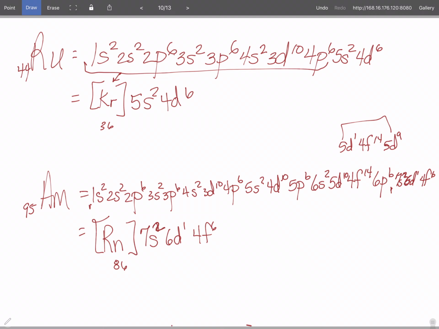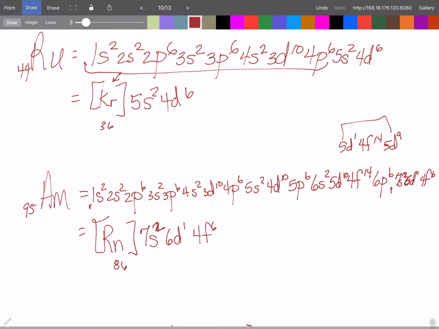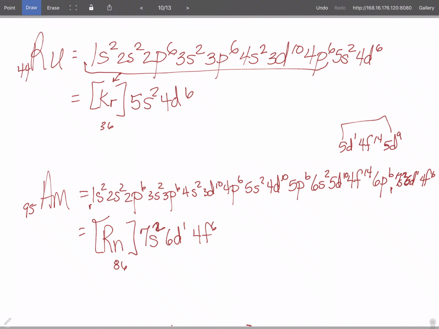Now, one thing I didn't explain or tell you about, and I'll go ahead and use americium here because I've just got it drawn. So you may see this.